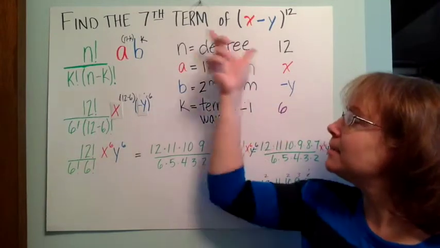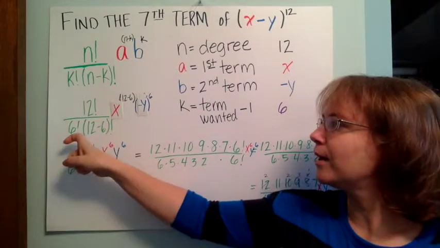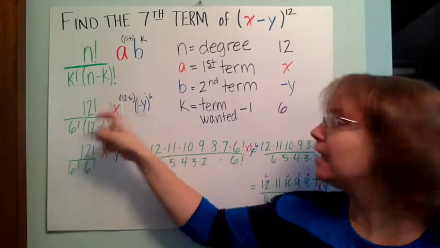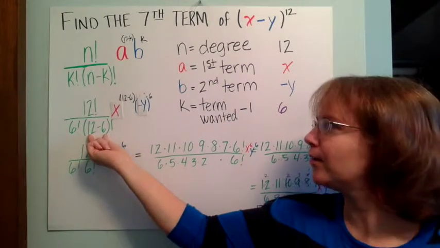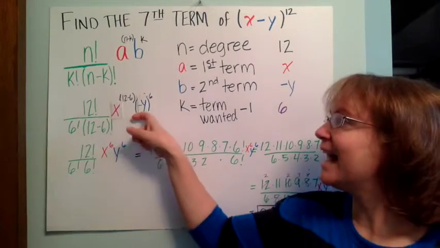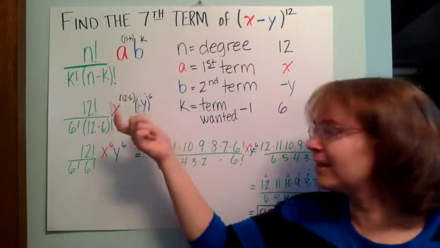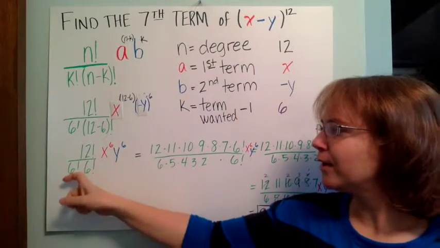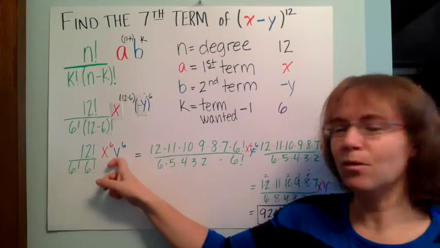So then I'm going to substitute in all of my values. I have n factorial, which is 12 in this case, so 12 factorial, over k factorial, 6 factorial, times n minus k factorial, so 12 minus 6 factorial, which is going to be 6 factorial as well. And then I have x to the 12 minus 6, my n minus k, and negative y, don't forget that negative there, negative y to the 6th power. In this case, it's not going to matter because I have an even degree, so that's going to be a positive number. So I have 12 factorial over 6 factorial times 6 factorial, times x to the 6th, y to the 6th.